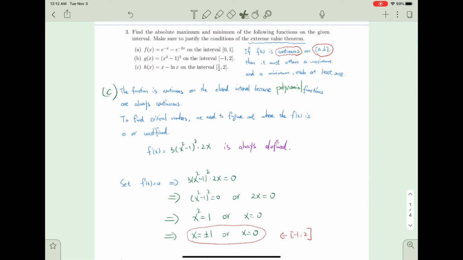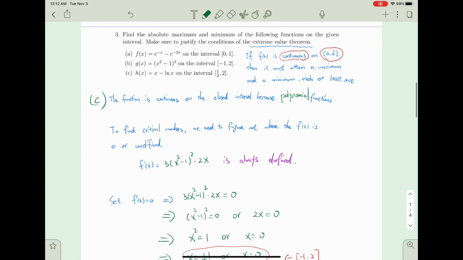So let's be more specific, so let's change the statement here. The polynomial functions and logarithm functions are always continuous for x greater than 0.